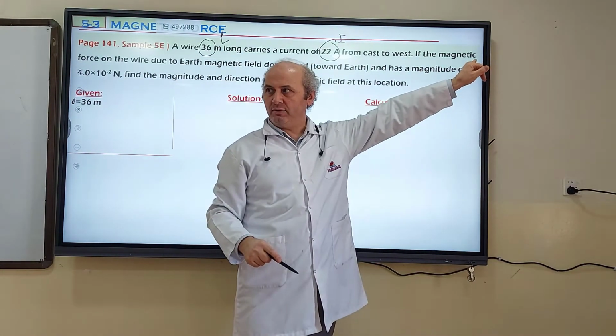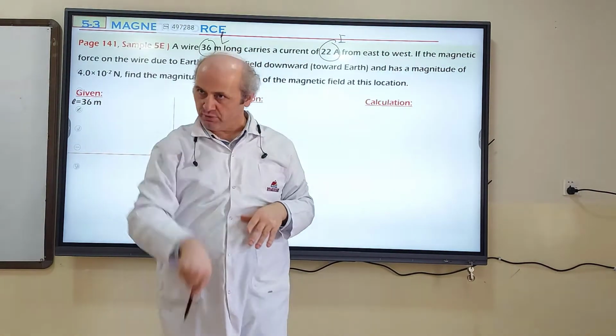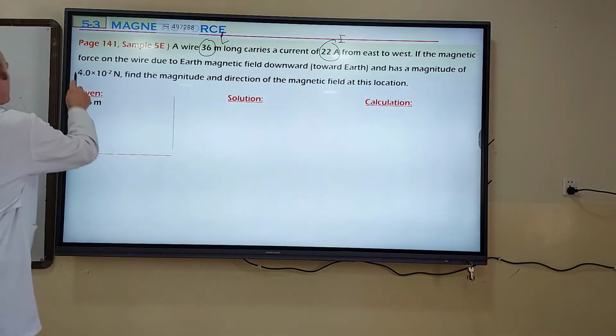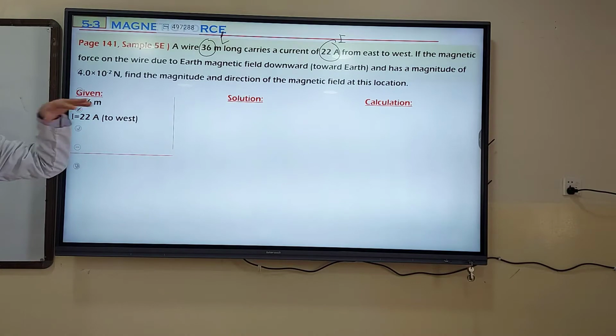Third set. We are going to use third set. East, west, north, south, upward to the sky, downward to the ground. So, electric current is given 22 ampere to the west. From east to west means to the west.